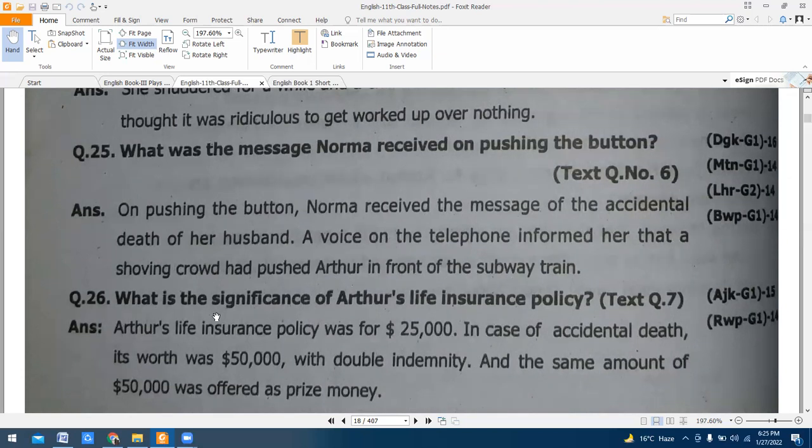What was the significance of Arthur's life insurance policy? Arthur's life insurance policy was for $25,000 in case of accidental death. Its worth was $50,000 with double indemnity. The same amount of $50,000 was offered as prize money.